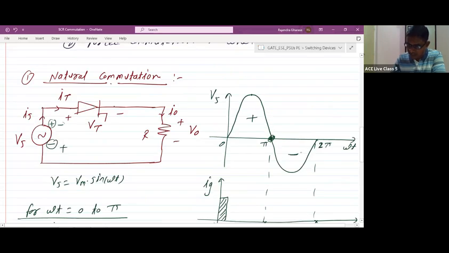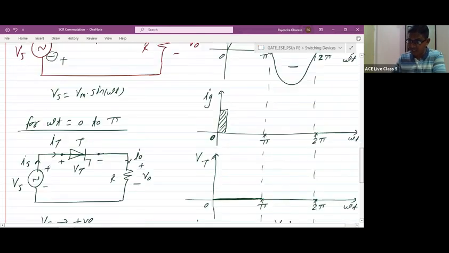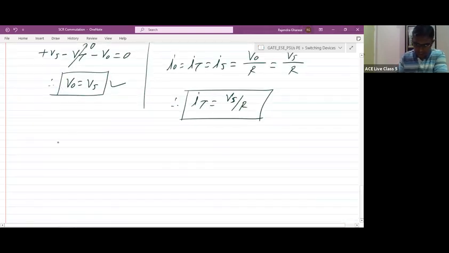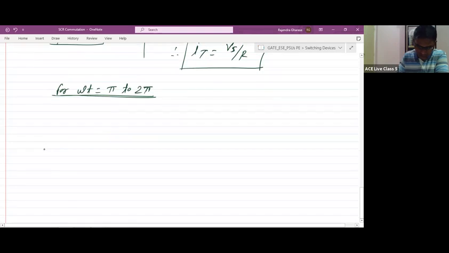After pi, supply voltage is negative, na? So if supply voltage is negative, we can draw for omega t is equal to pi to 2 pi. For omega t is equal to pi to 2 pi, supply voltage is negative. So polarity will be like this. Here it is minus, here it is plus. I have reversed the polarities. For 0 to pi, I considered upper terminal plus, lower terminal minus. Now I am considering lower plus, upper minus, means supply voltage is negative. Okay. Thyristor current has already reached the zero value, so thyristor is in the off state only.